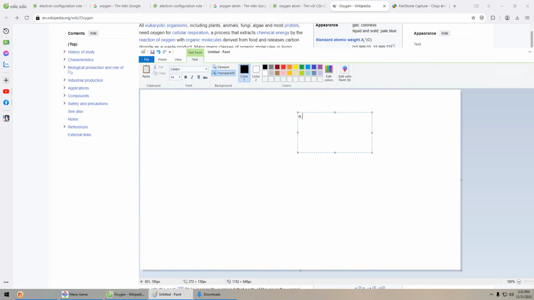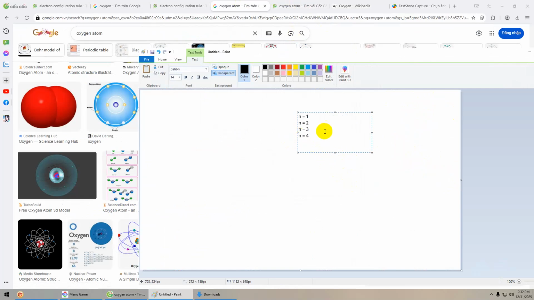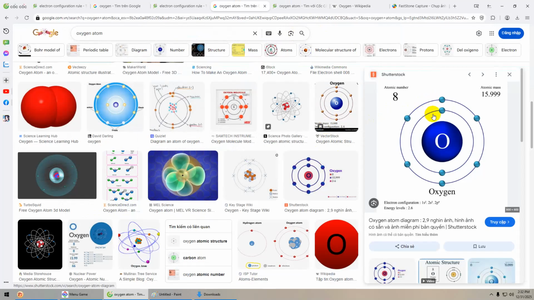So let's call each shell we see here n equal to 1 and n equal to 2. Let me draw a few shells so you can see what I mean. The first orbit here we call n equal to 1, and the second orbit here we call n equal to 2. That's very obvious. So oxygen has only n equal to 1 and n equal to 2. Let's call this quantum number a shell of electrons. So this oxygen atom has 2 shells.